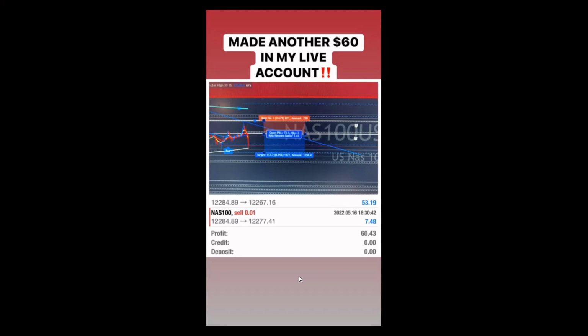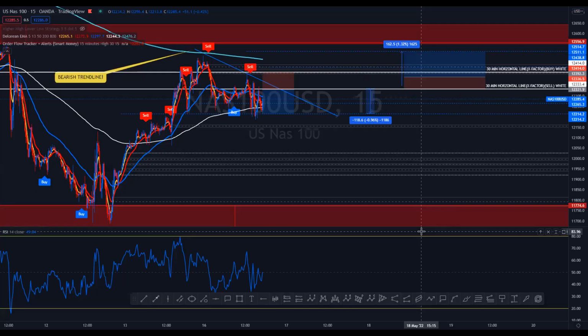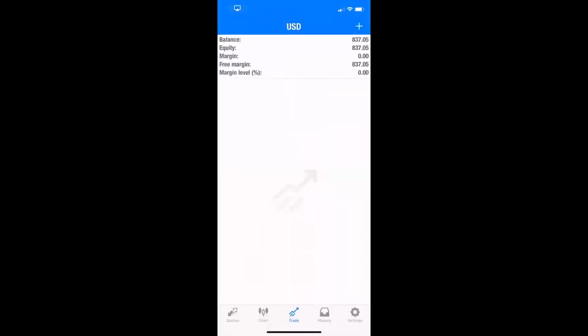And I can actually show you inside the MetaTrader 4 here. Hold on for a second. Let me share my phone screen again. For some reason it wasn't responding. All right, so this is my MetaTrader 4.